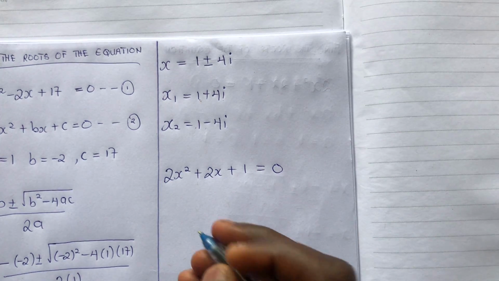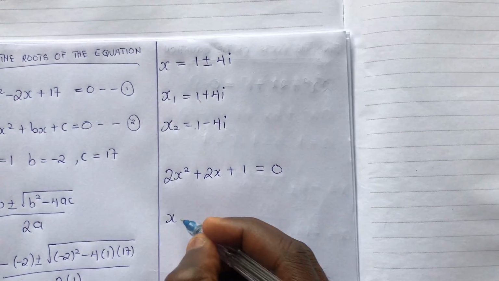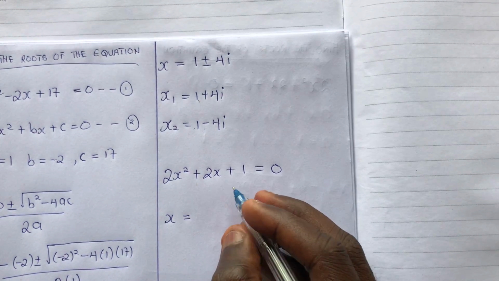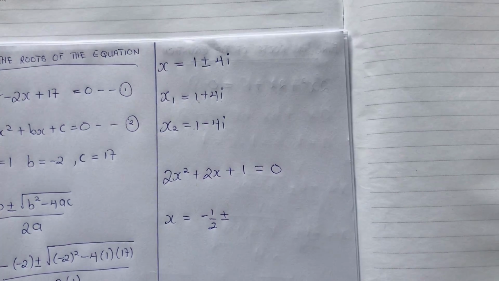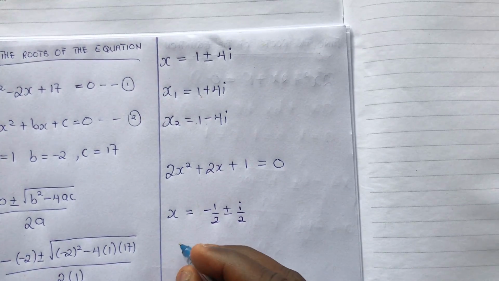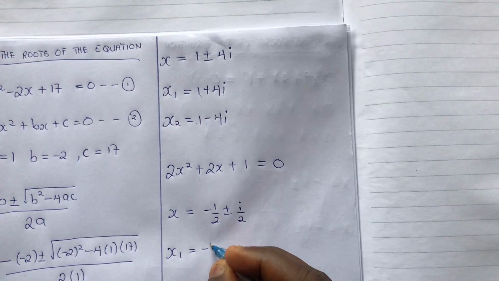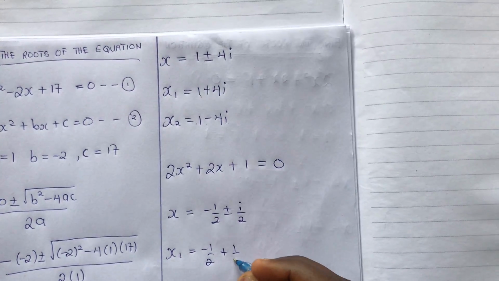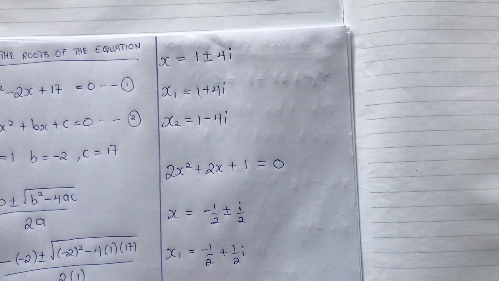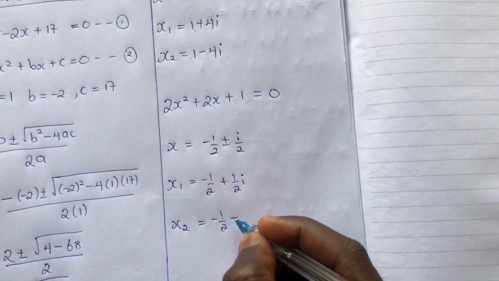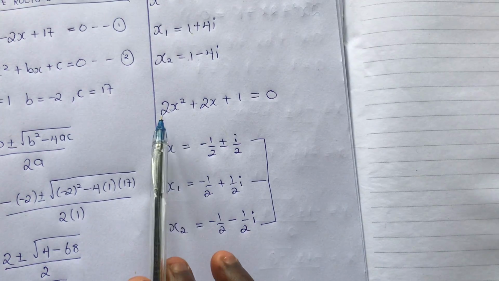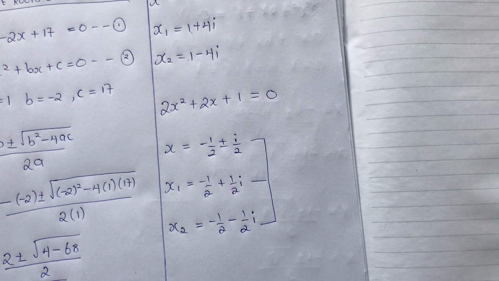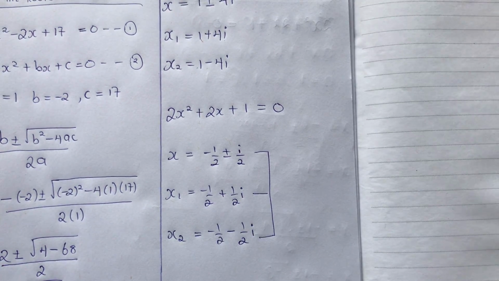The root of the equation will be x equal to negative 1 out of 2 plus or minus i over 2. This will be the same as x1 giving us 1 out of 2 plus 1 out of 2 i, and x2 giving you 1 out of 2 minus 1 out of 2 i. So this will be your final answer. So you use the same process I went through to generate these roots, and if you are able to do that, then clap for yourself.